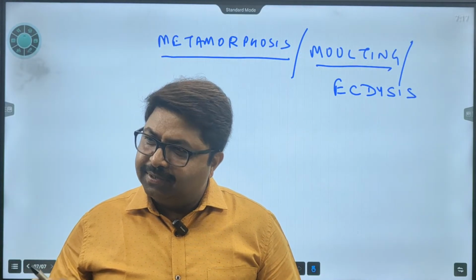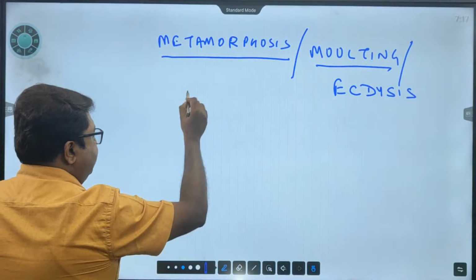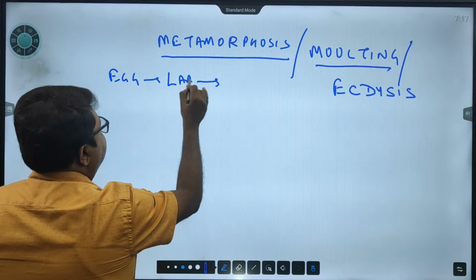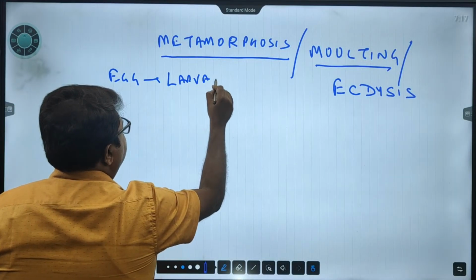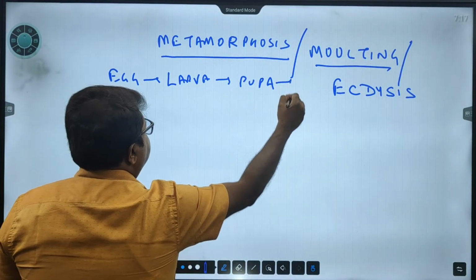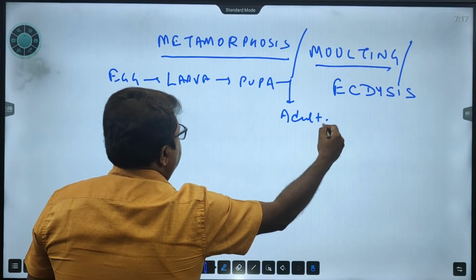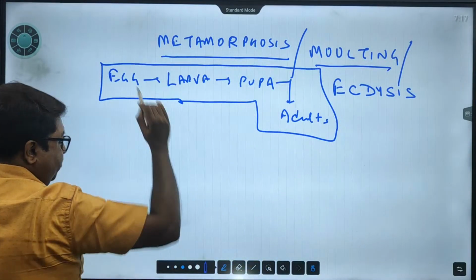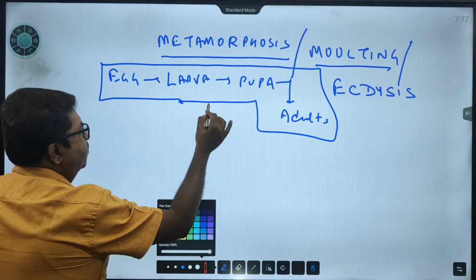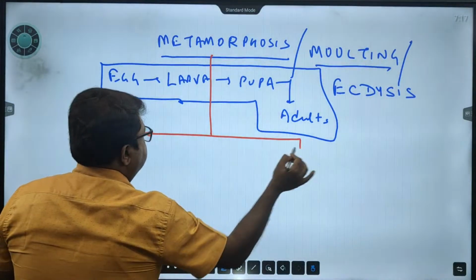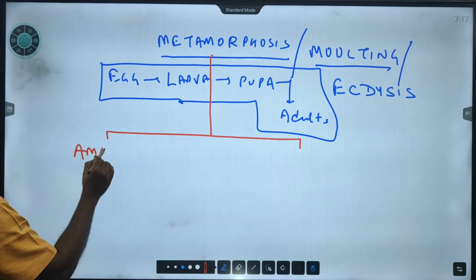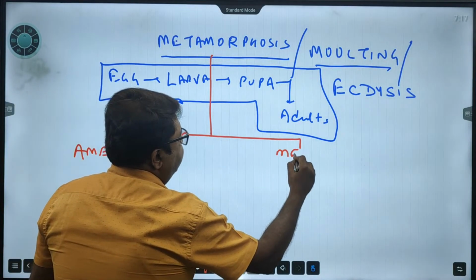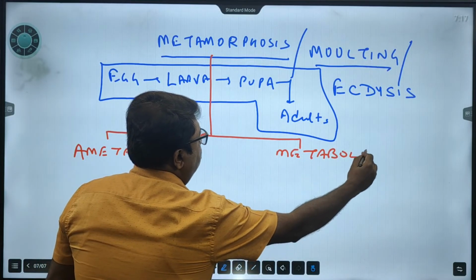So how many times does a cockroach molt? 13 times. Fine. Now, when we talk about metamorphosis, it starts with egg, then larva, then what is the stage? Pupa. And then they become adults. So having all the phases is metamorphosis. We can classify metamorphosis into two. One is ametabola. The other one is metabola.